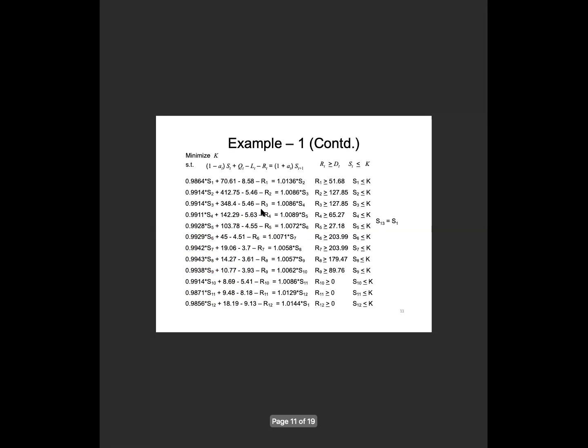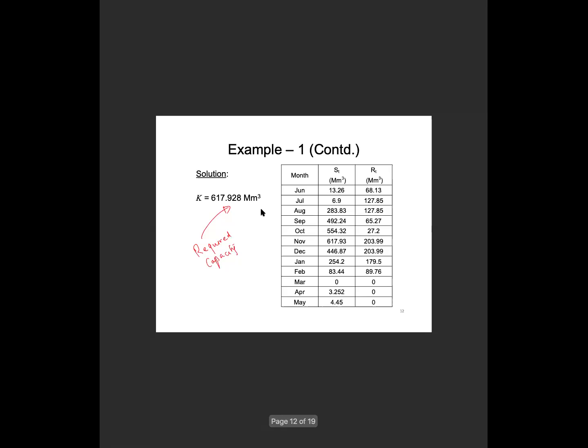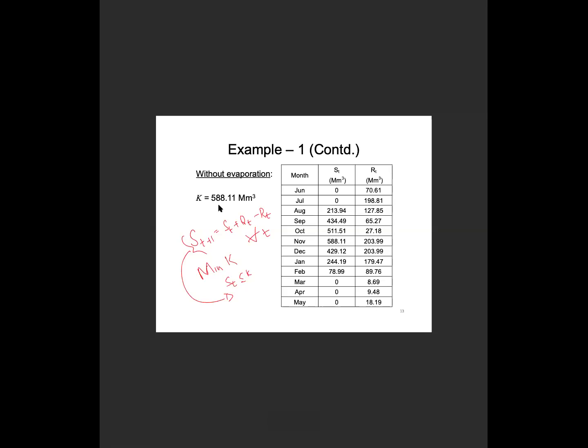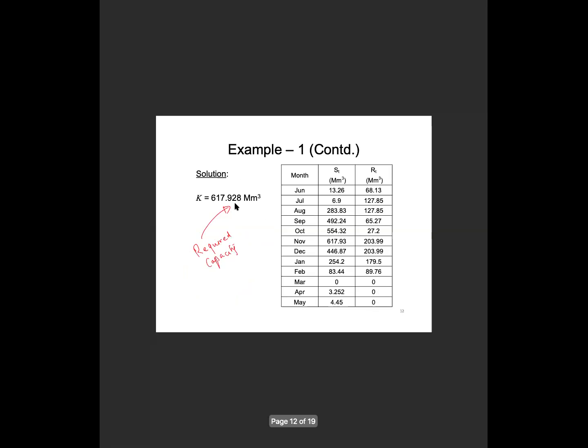Now he also solved it. So this is another thing I wanted to bring your attention to. If we solve it with evaporation, the capacity is 617 mm cube. This is not, of course, millimeter cube, I hope you understand. And if you solve it without evaporation, the change is around 588 mm cube. See the difference just by including and not including evaporation.